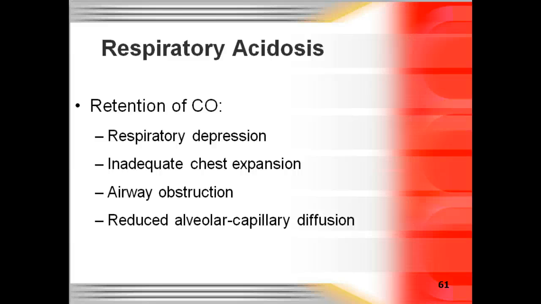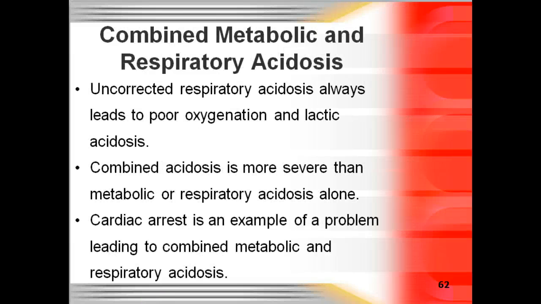Okay, so as far as respiratory acidosis, when you're in that state, you're retaining carbon dioxide. As a result, you have respiratory depression, inadequate chest expansion, airway obstruction, and reduced alveolar capillary diffusion. So basically, what we're saying is we're not getting enough oxygen. So when a person has respiratory depression, when they're not expanding their lungs, when they have airway obstruction, that's when a person can be put into a state of respiratory acidosis.